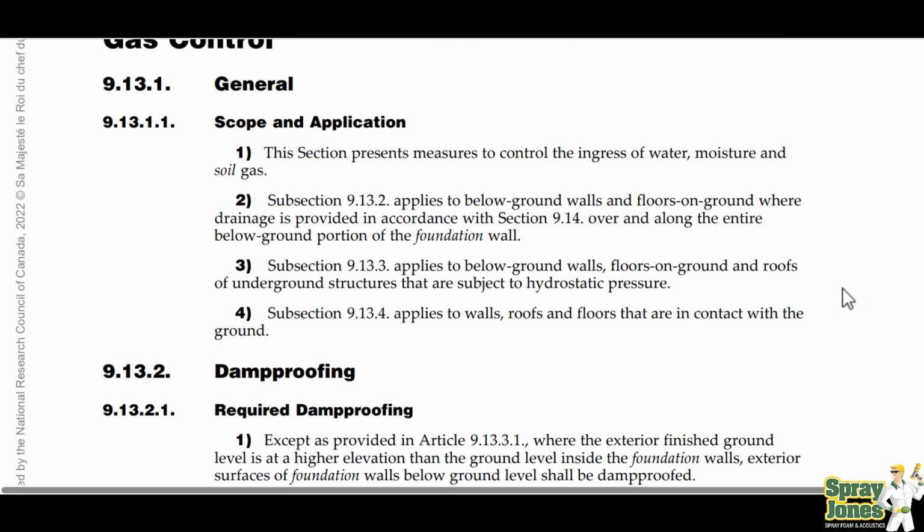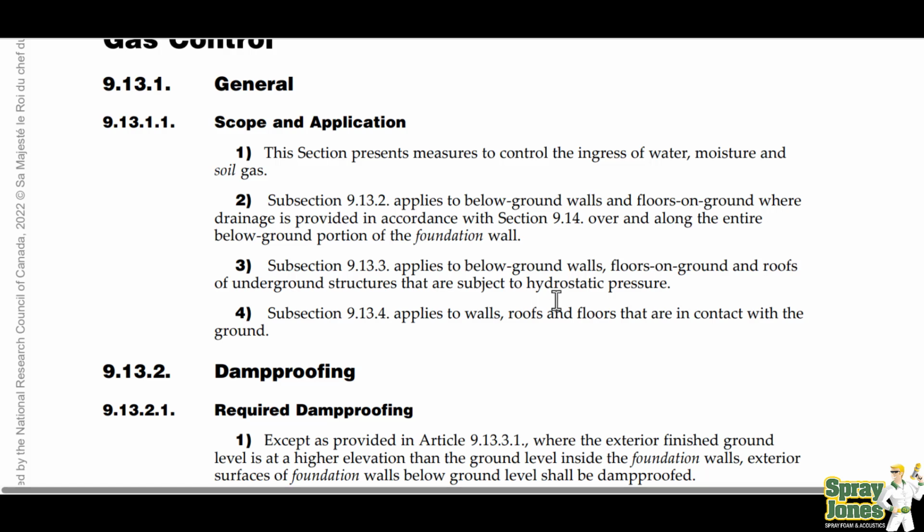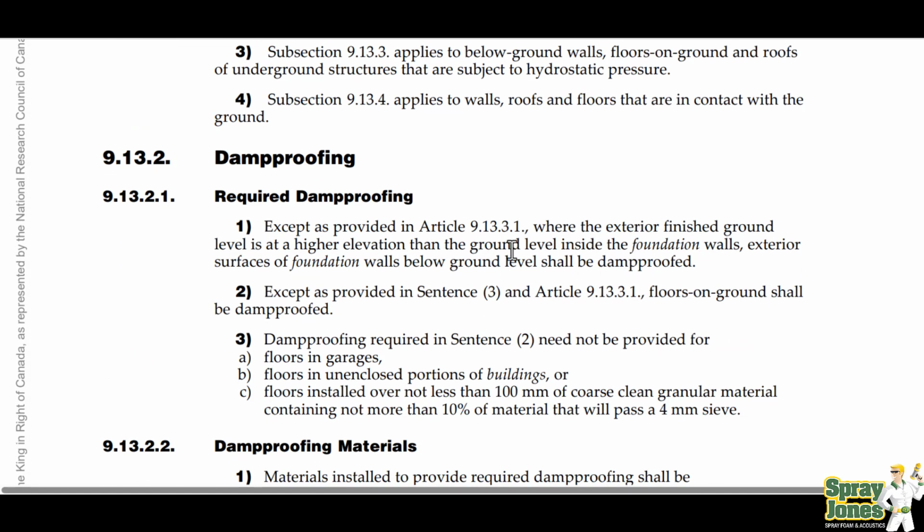Section 9.13, damp proofing, waterproofing, and soil gas control. So the damp proofing section is controlling ingress of water, moisture, and soil gas. So below grade walls and floors where they're in contact and there's drainage, they require damp proofing, whether it be on the inside or on the outside of the buildings.